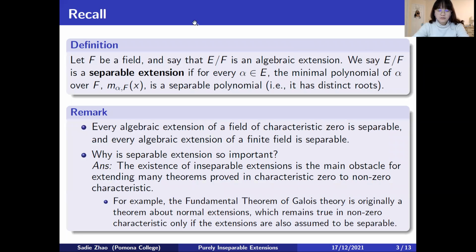So let F be a field and let E over F be an algebraic extension. We say E over F is a separable extension if for every alpha in E, the minimal polynomial of alpha over F is a separable polynomial. Note that when we say some polynomial is separable, it means it has distinct roots. Or in other words, the polynomial and its derivative have no common root.